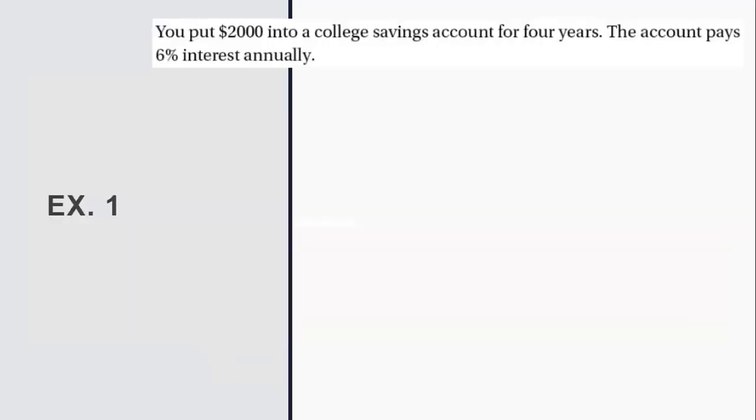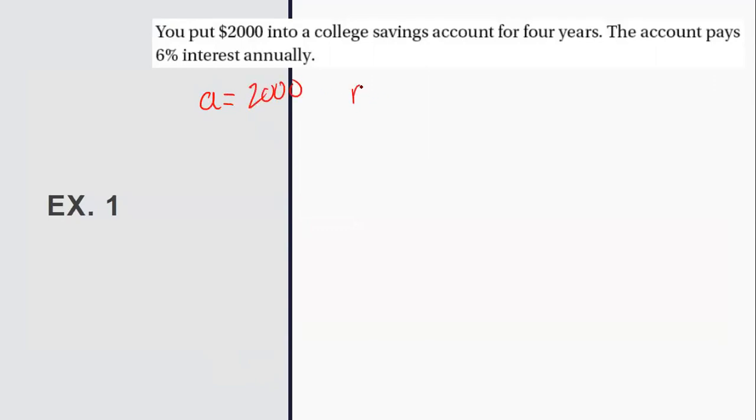And then T is the number of times that it will happen. Okay. So we're going to be using this for the first 3 examples, and then we'll keep going. So example 1, you put $2,000 into a college savings account for 4 years. The account pays 6% interest annually. So after 4 years, how much money will you have?